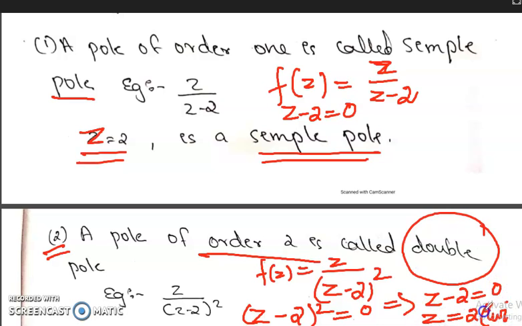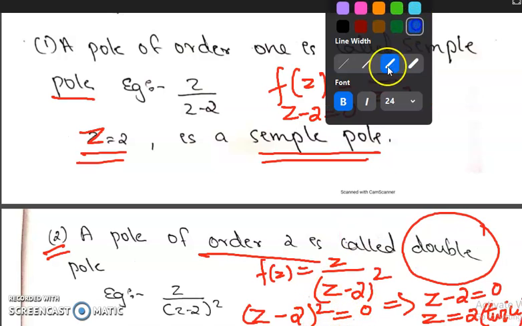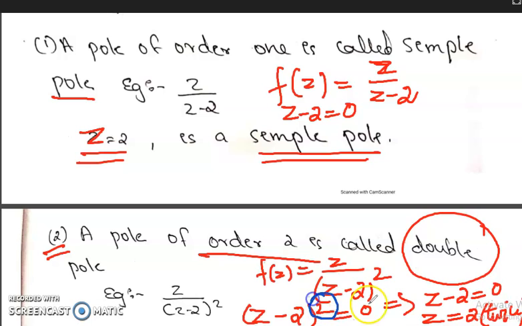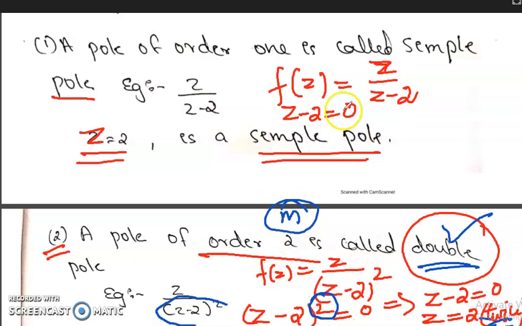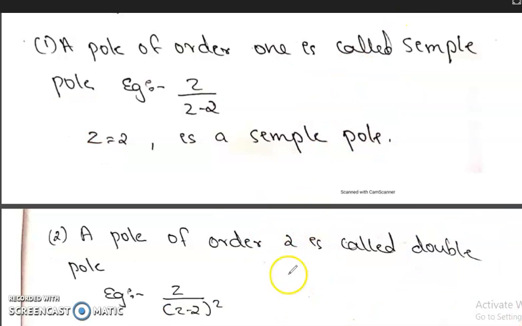Why do you say twice? Because you have a square. Since you have a square, z = 2 comes 2 times. Therefore, we say it is a double pole. If the root comes 3 times, then it is a triple pole. Likewise, if it is repeated m times, then we say it is a pole of order m.